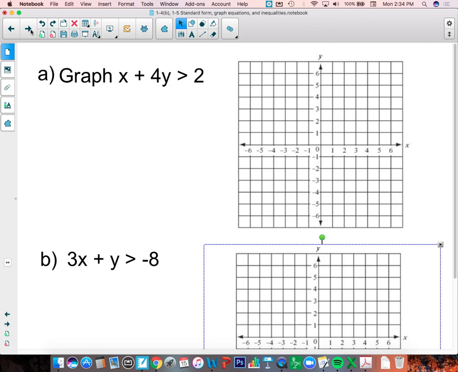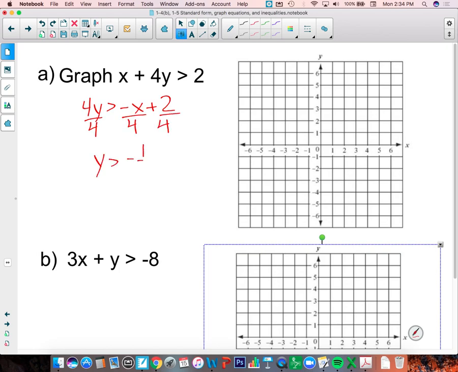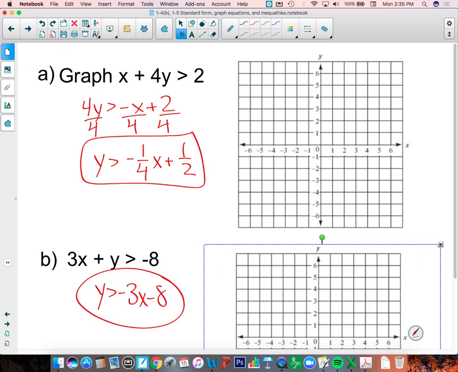All right, for A, graphing that one, solve for y again. So we have 4y is greater than negative x plus 2. Divide by 4, y is greater than negative 1/4 x plus 1/2. Okay, that's what we're graphing. We solve for y there. And I'll solve for y on the bottom one too, just to get them both done at the same time. So y is greater than negative 3x minus 8. That's pretty easy. Okay? So how do I graph that first one?